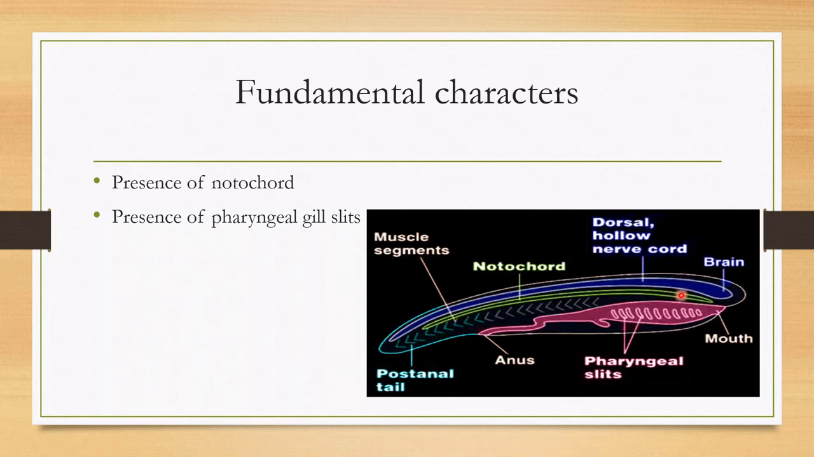Most animals possess this notochord either in the embryonic period or in the adult stage. In most animals, in the adult stage, the notochord is replaced by the vertebral column. Notochord is replaced by what? The vertebral column. Some animals still retain the notochord, so the endoskeleton is still the notochord.